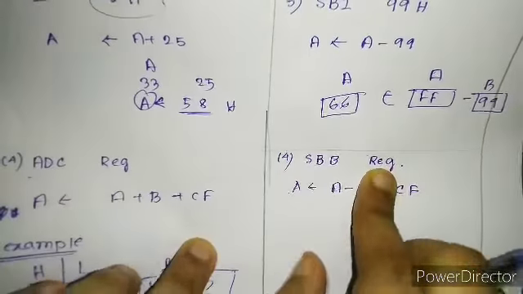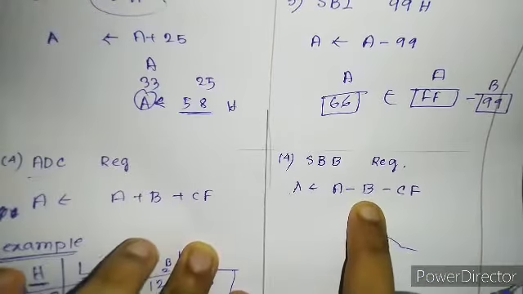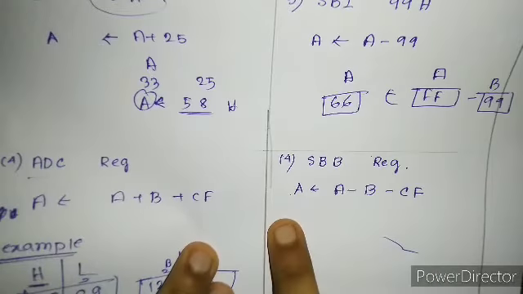So SBB register name means accumulator minus that register minus carry flag, and then the result will get stored in A.